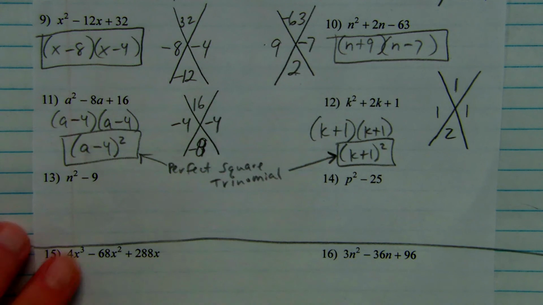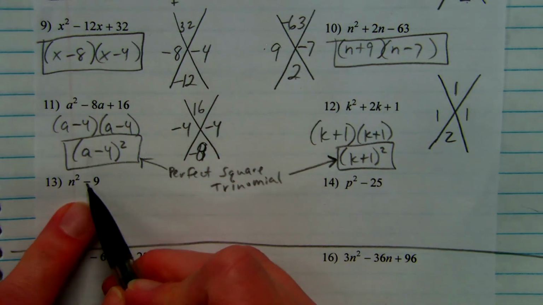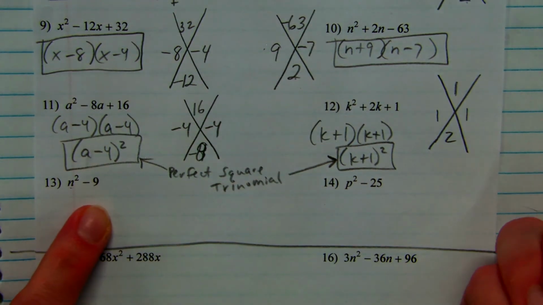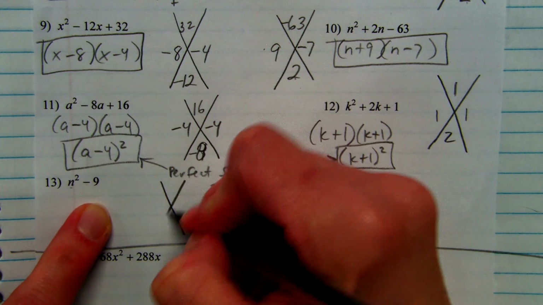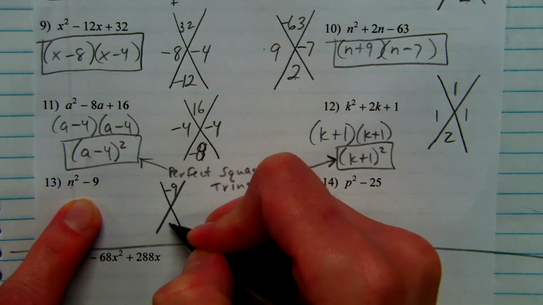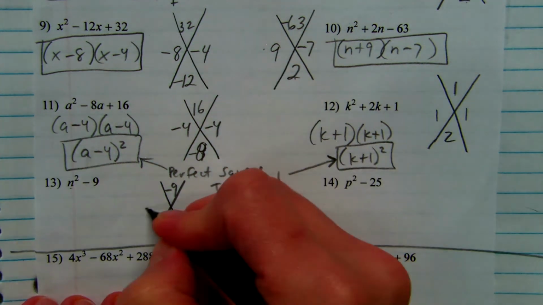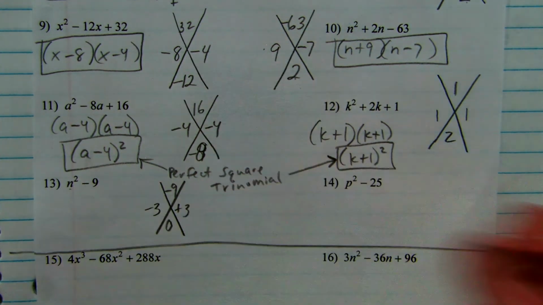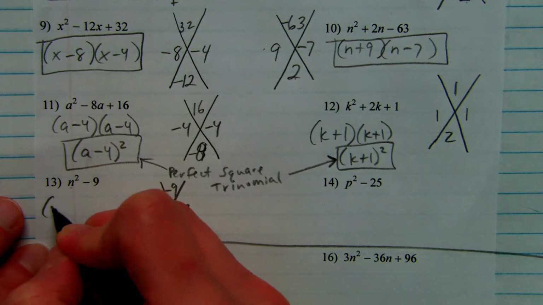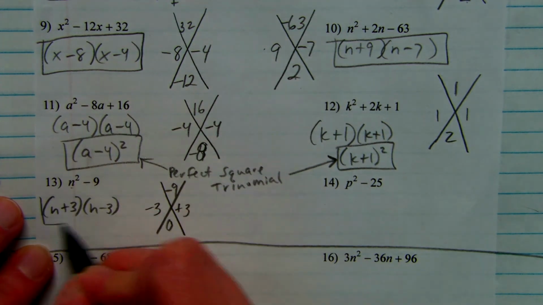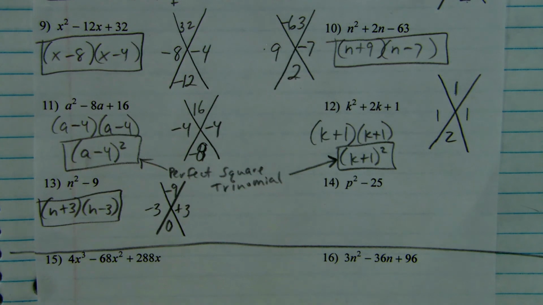And then 13 and 14 are special because the middle term is missing. We just have the n squared term and the constant term. So we're going to think of it as we're multiplying to get -9 and adding to get 0. Because that term's missing. So that means we need opposites. So -3 and +3 are what we're going to get for that. So n plus 3 and n minus 3 will accomplish that.